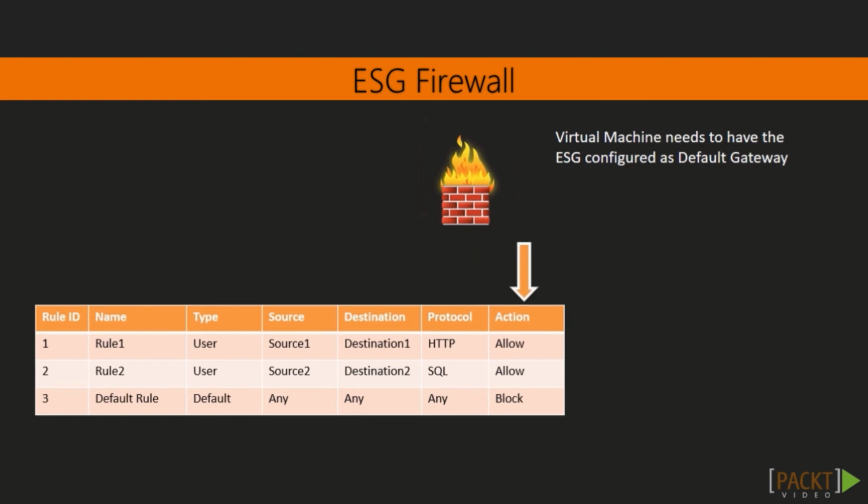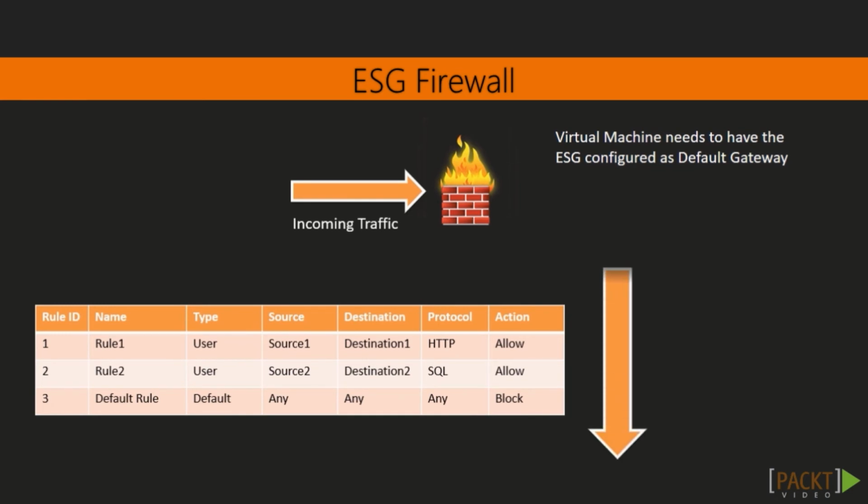The ESG is exactly the same as a physical firewall. We have incoming traffic, and that traffic is matched against the rule set. The rule set is passed from top to bottom, so the first rule that matches a specific traffic is used. So you should spend a lot of time designing your rule set on the ESG, and the behavior is exactly like a physical firewall box.